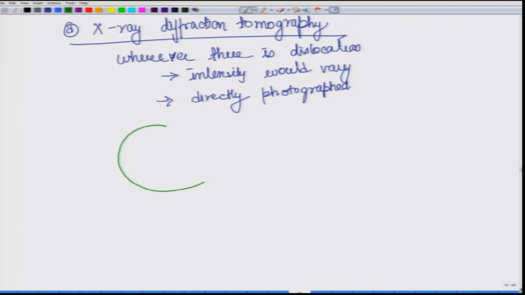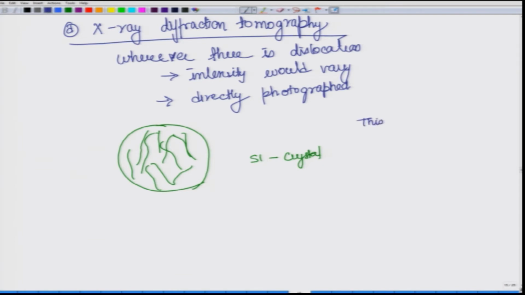In fact, people have done this for silicon crystal. When people have done X-ray tomography on silicon crystal, they have seen images like this, and you can see this even in Hull and Bacon. All these lines represent dislocation lines. Because of the difference in intensities where the dislocation line is present, what you observe is a photographic image like this which directly represents the dislocations. However, the caveat here is that this is also only good for low density of dislocations.